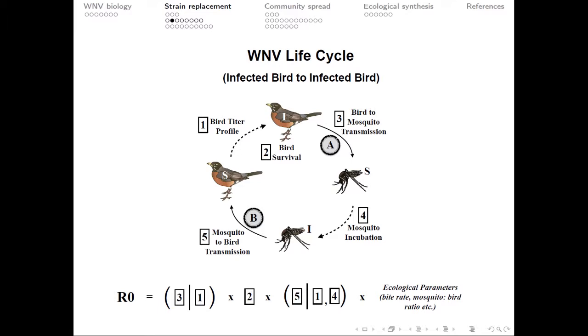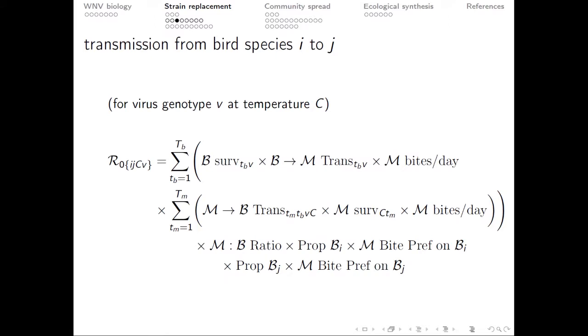Coming back and just reminding you, Morgan and I decided we would try to figure this out. Morgan went and looked in the literature for all of the lab studies that studied bird to mosquito transmission, all of the lab studies that studied mosquito incubation. Essentially, there's a lot of information about the various pieces of this life cycle. And the question is, what can I get if I can gather and synthesize all the data about all those pieces?